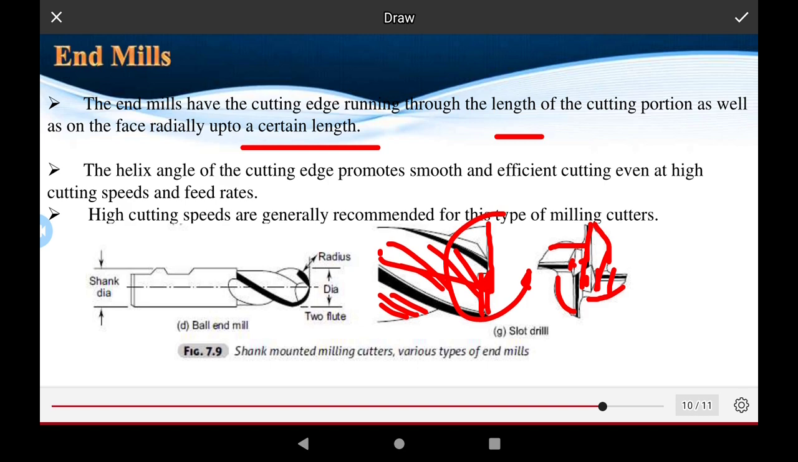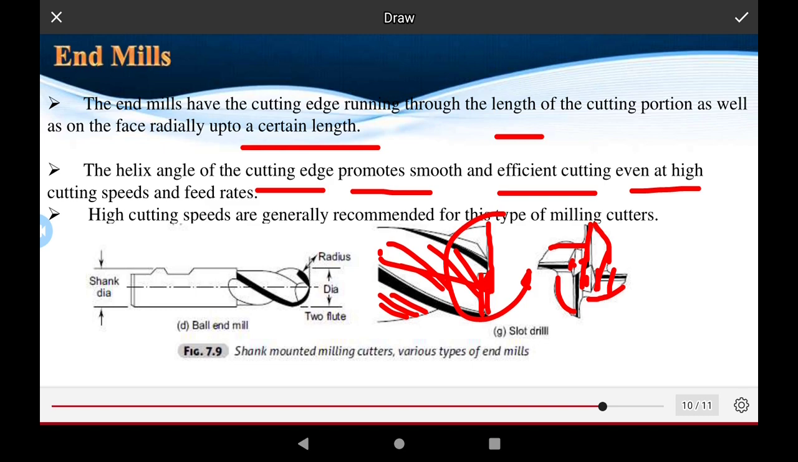The helix angle of the cutting edge promotes smooth and efficient cutting. Okay, it provides efficient cutting even at high cutting speed and feed rate. Okay, the tool is very powerful for cutting, and the metal removal rate is very high. High cutting speeds are generally recommended for these types of milling cutter.